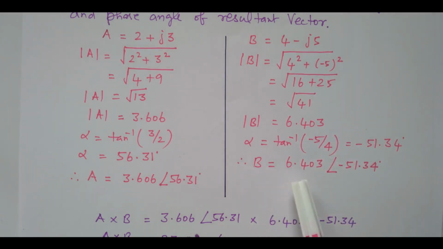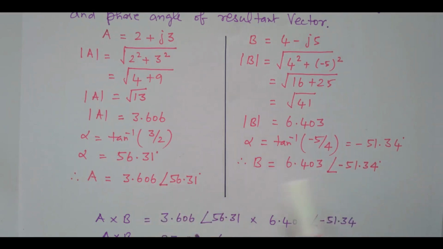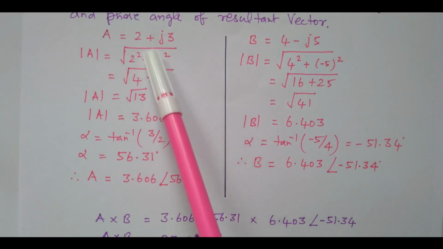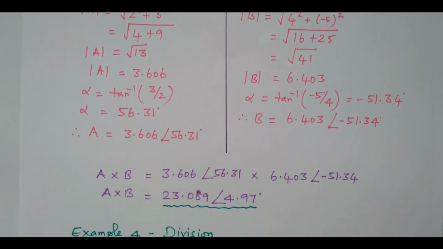So this can be represented as magnitude 6.403, angle minus 51.34. This is the rectangular form now converted into polar form. These two can also be multiplied in rectangular form, but it is easy to convert into polar form, then the multiplication will be easier. So A into B. A is 3.606 with an angle of 56.31. B is 6.403 with an angle of minus 51.34.